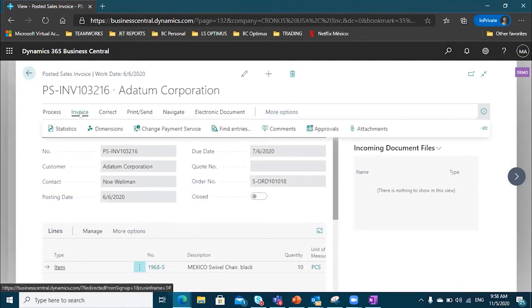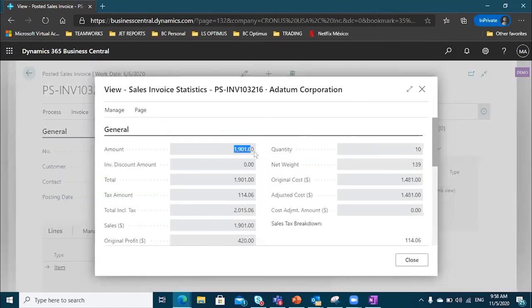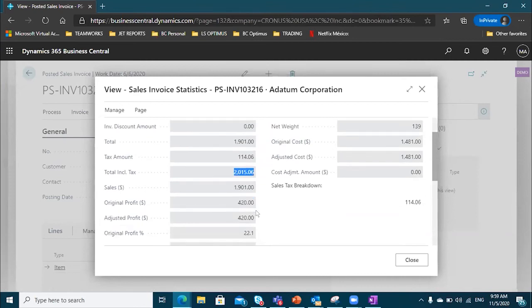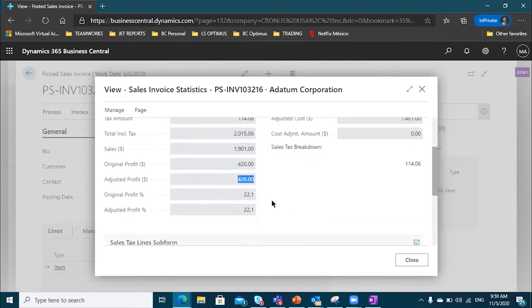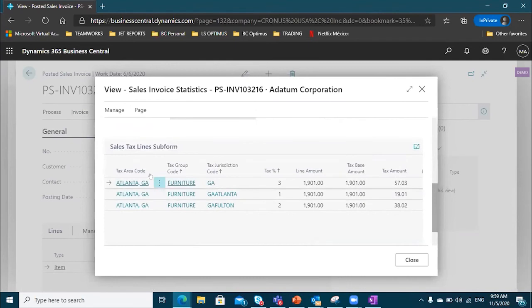But here we have, of course, all the statistics. Just to review the value, we have a specific amount of 1,901. Including your taxes, the value for the tax is 114. Then this is the total value for the sales operation. And if we take a look at other values like the profit, we have 420. The original profit would be here, and other calculations, well, this is for the United States.